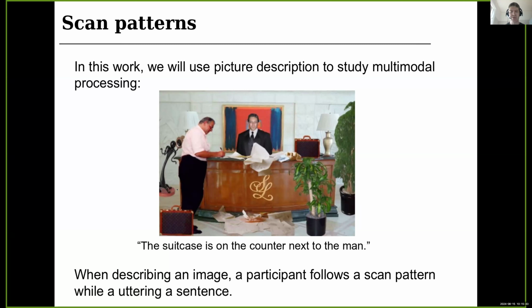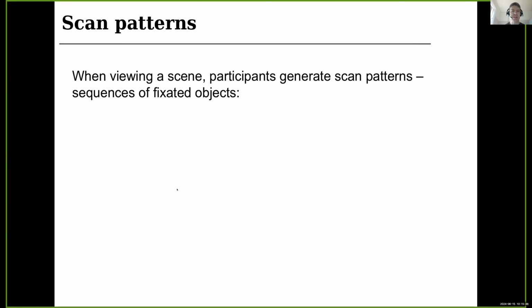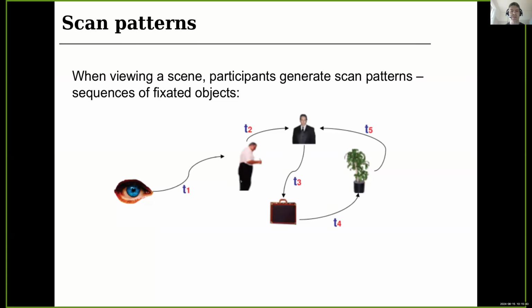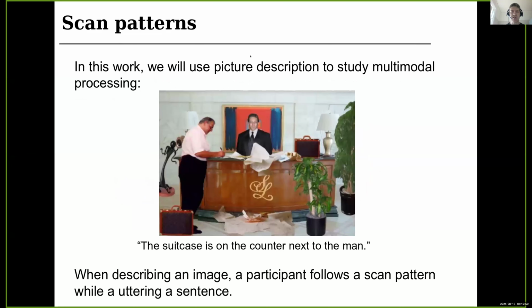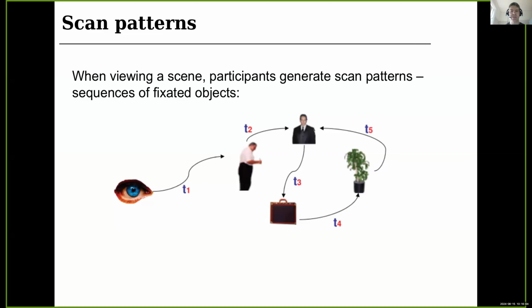And we conceptualize the scan pattern as a sequence of objects. So participants view a scene, they generate a scan pattern, and this can be seen as a sequence of objects. For example, they fixate the man first, the man with the white shirt, then the man in the suit, then the suitcase, then the plant, then they go back to the man in the suit, and so on. So we can basically cut out the objects from the scene and then order these objects in the order in which they're fixated. And we'll call this a scan pattern.